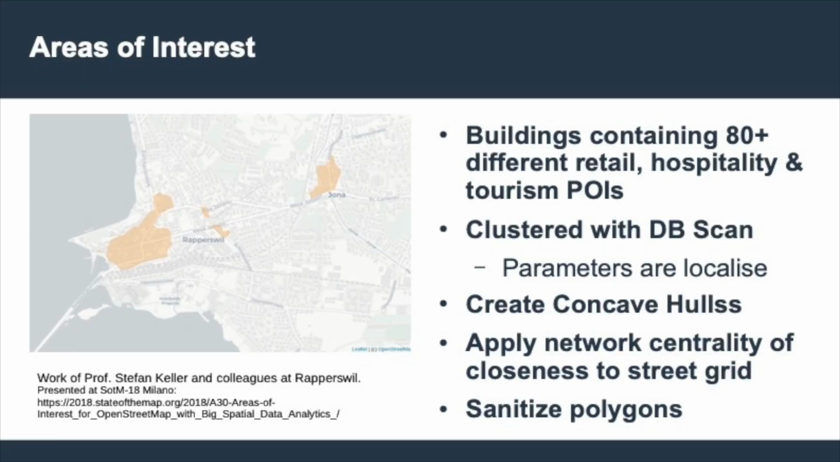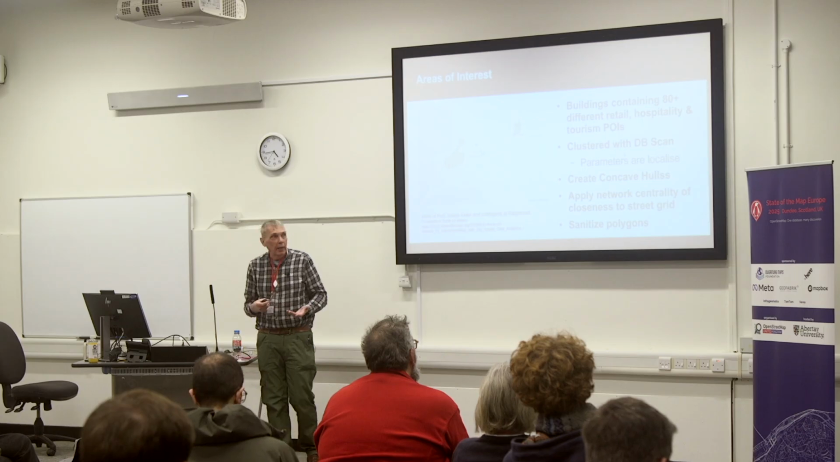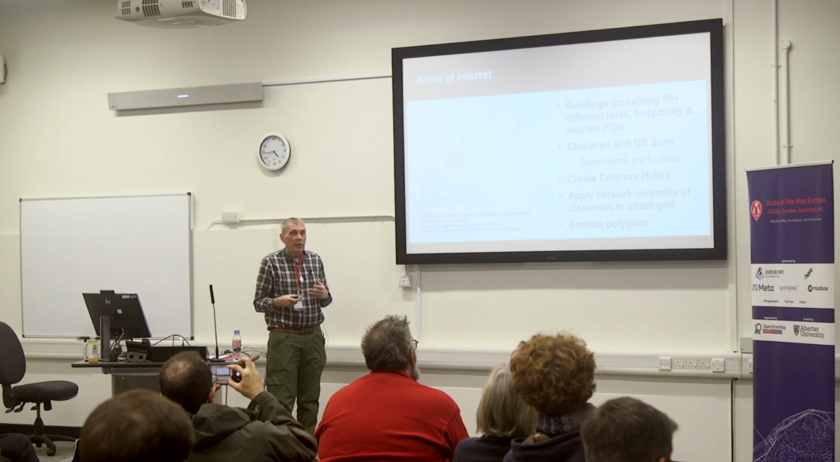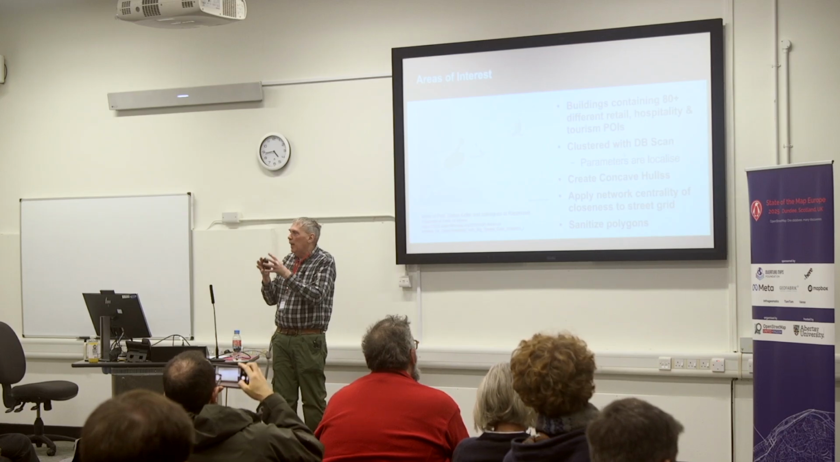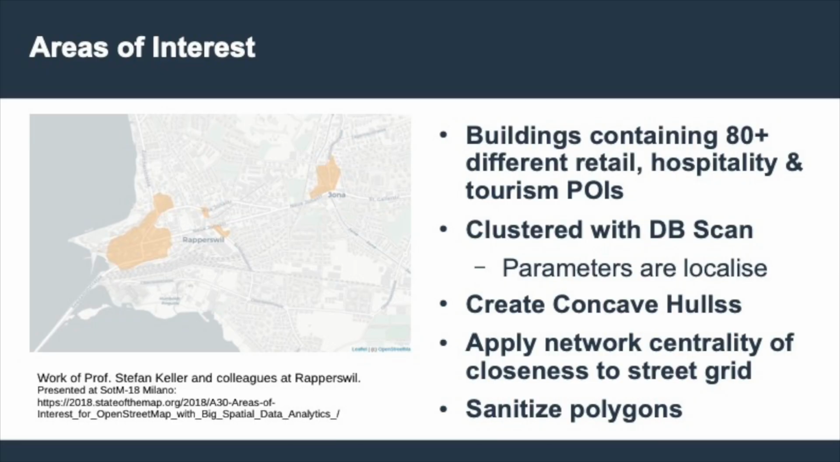This is the work of Stefan Keller's group, reported at State of the Map 18 in the academic channel, and you can go on his website and see his slides. I've just tried to summarize this. If you look on a Google map, you see nice little colored areas which are called areas of interest, and they're combining lots of data, including mobile phone signal and so on. And he wondered if he could reproduce that kind of thing in OpenStreetMap.